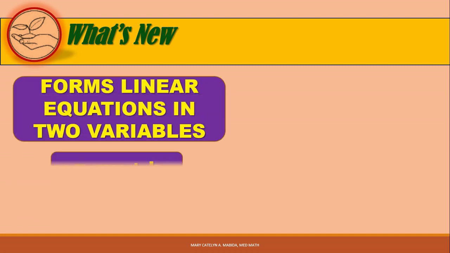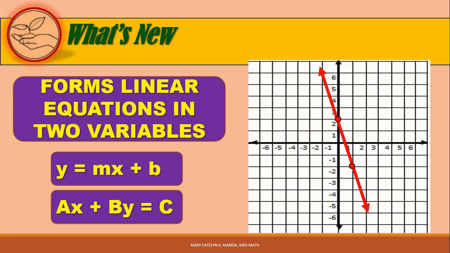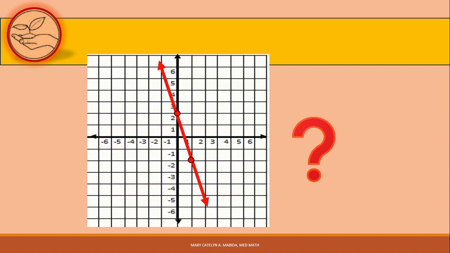You have learned in the previous module that a linear function can be described in its equation in the form y is equal to mx plus b, which is the slope-intercept form, or the ax plus by equals c, which is the standard form. In addition, it can also be described by its graph. What if you are asked to find the equation of the line? How will you do it? The next part of this lesson will help you understand the steps in finding the equation of the line.